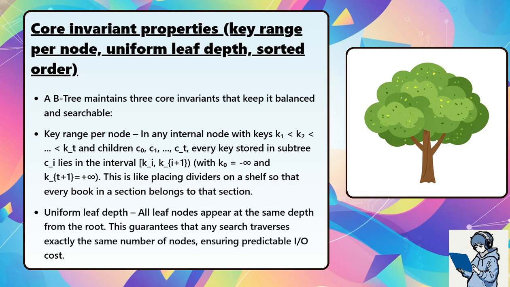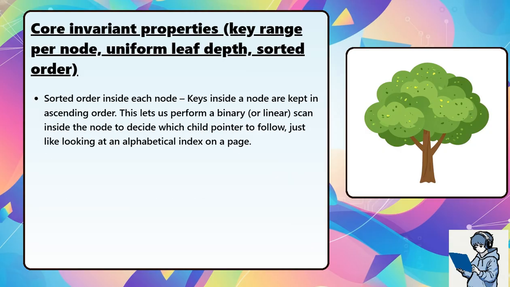Uniform leaf depth. All leaf nodes appear at the same depth from the root. This guarantees that any search traverses exactly the same number of nodes, ensuring predictable input-output cost. Sorted order inside each node. Keys inside a node are kept in ascending order. This lets us perform a binary or linear scan inside the node to decide which child pointer to follow, just like looking at an alphabetical index on a page.